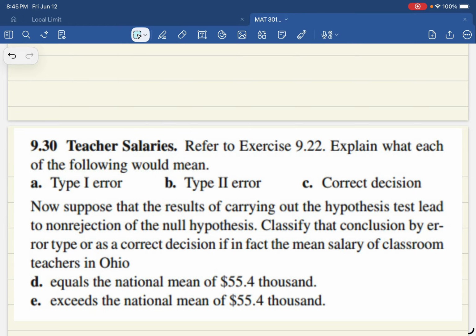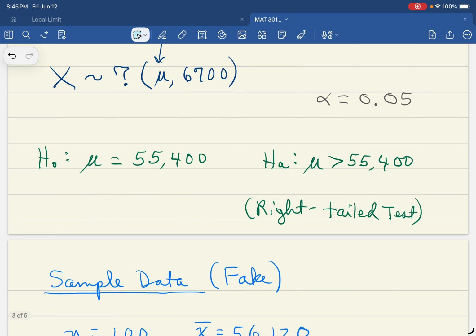Now the book continues this example with a different exercise. So let's look at this. For part A, it asks us to explain what would be a type 1 error in this case. So remember that a type 1 error is the probability that we reject the null hypothesis even though it's true. So in the context of this problem, if the null hypothesis is true and we reject it, that means that the mean annual salaries for the state of Ohio is the same as the national average. But we rejected the null hypothesis and incorrectly concluded that the mean annual salaries for the state of Ohio is greater than 55,400. Now this can happen due to random chance.